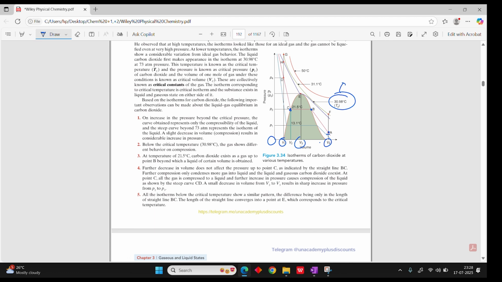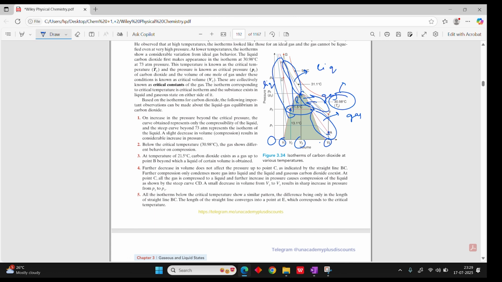And in these graphs, what he wanted to say is, from A to B, before the temperature 30.98, which is the liquefaction temperature or the critical temperature, where carbon dioxide is getting converted into liquid. So in this region of A to B, it's completely gas. And in this region, they both coexist as liquid and gas. In this whole region, it says liquid.